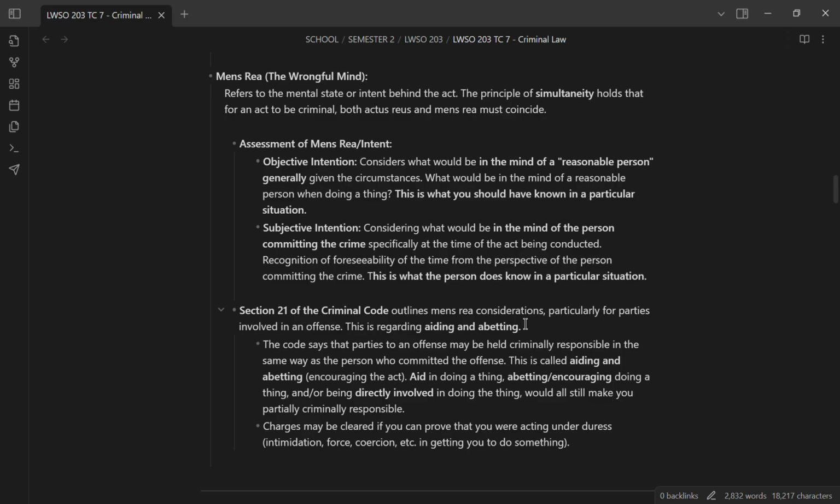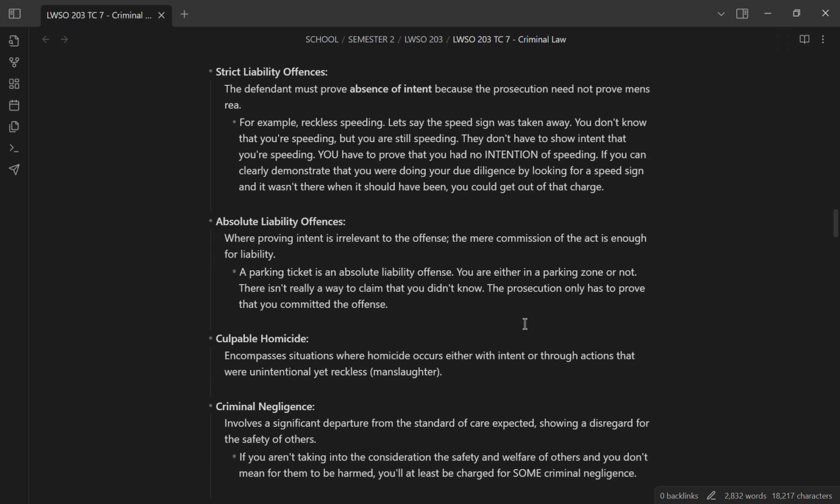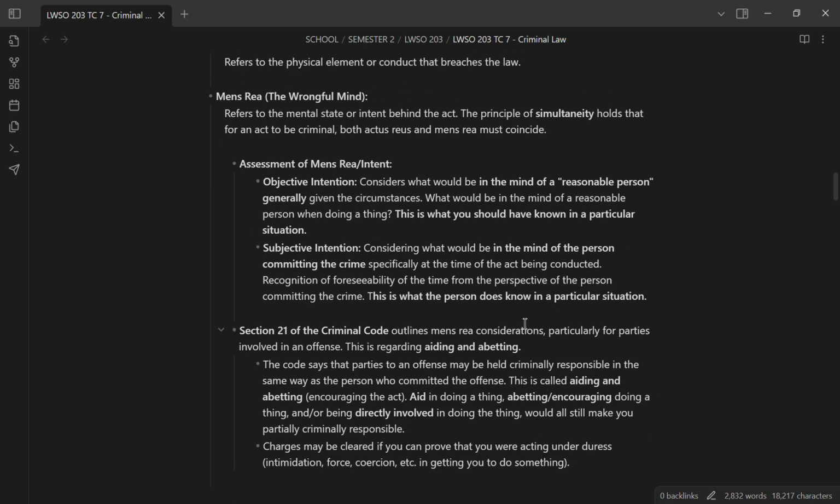Subjective intention, what is that? This is considering what would be in the mind of the person committing the crime or the defendant, specifically at the time of the act being conducted. So this is recognizing the foreseeability at the time from the perspective of the person committing the crime, right? This is what the person does know specifically in a particular situation.